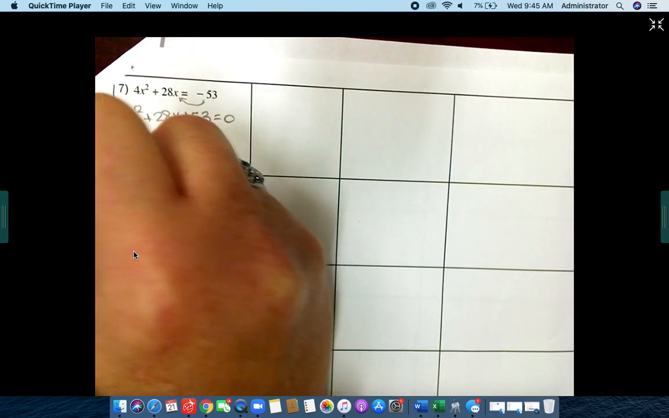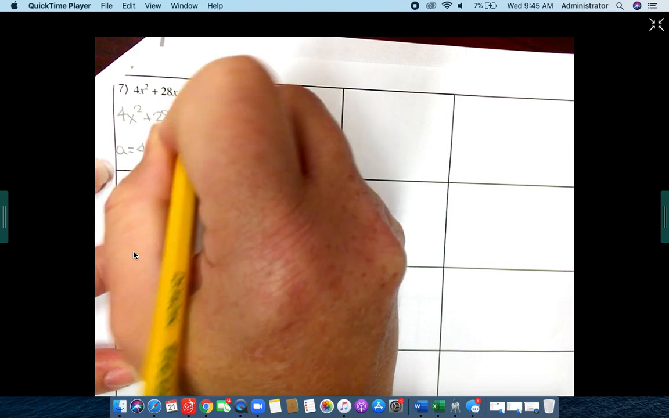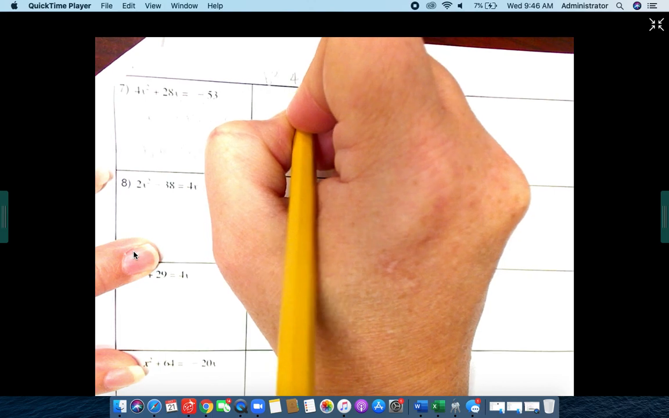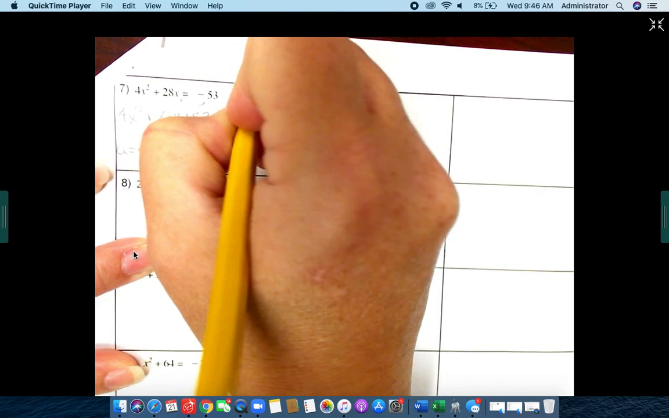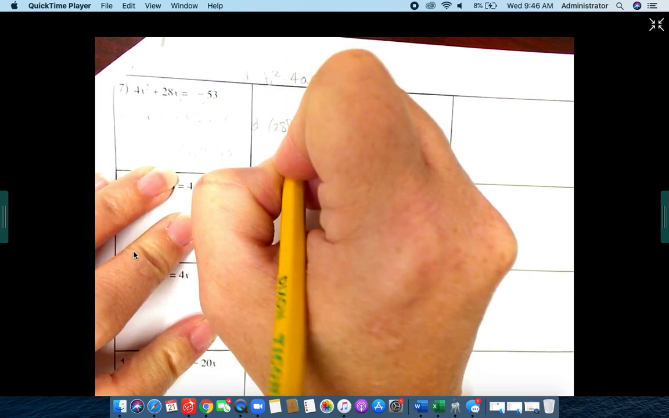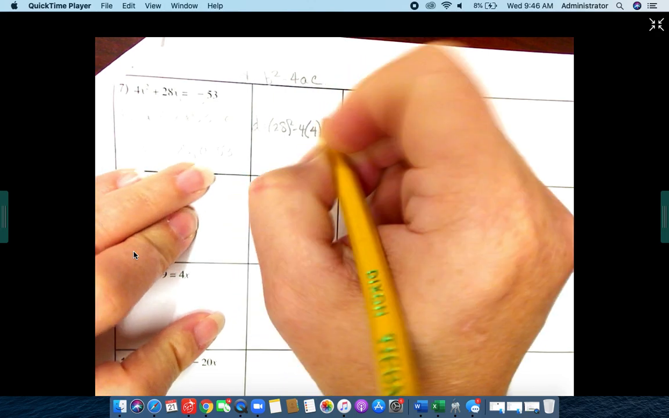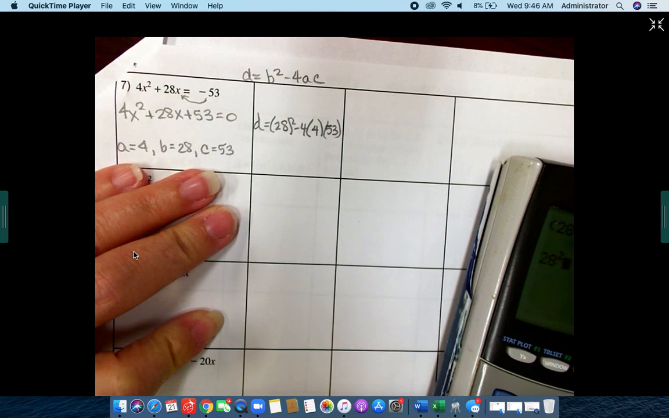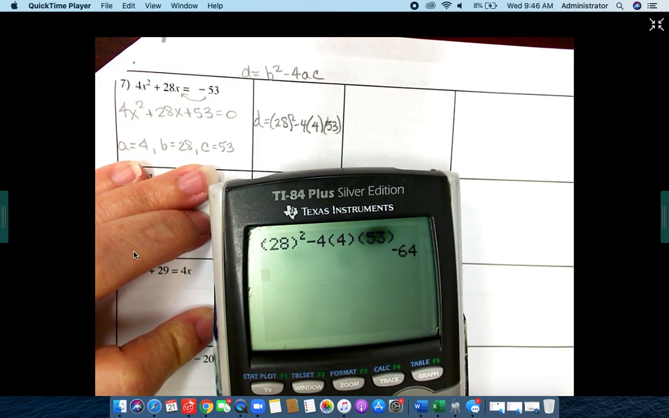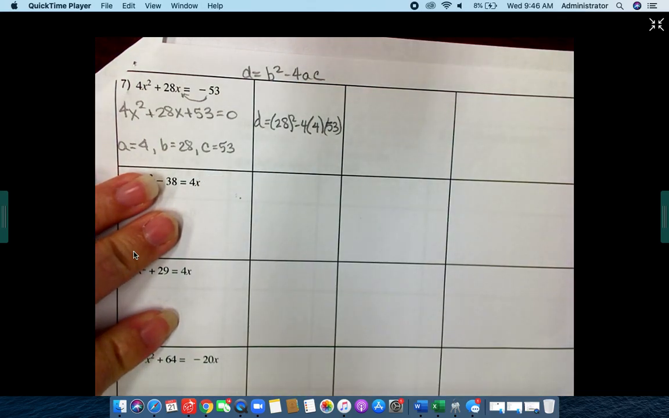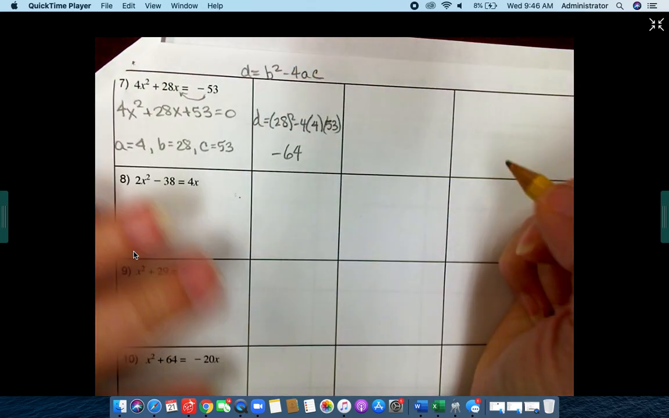So again, list your A, your B, and your C. Find your discriminant, which is the b squared minus 4ac. So b squared, that would be 28 squared minus 4 times 53. So at this point, hopefully you're recognizing that it's a lot of pattern and repeating and getting really good at it. So I already typed in our 28 squared minus 4 times 53, and I get negative 64. Perfect square, but it's negative.